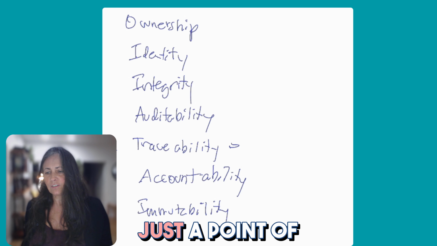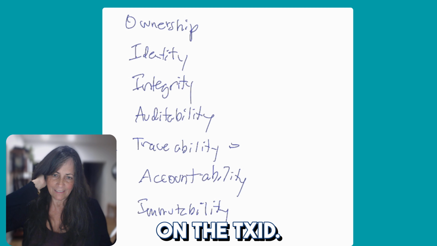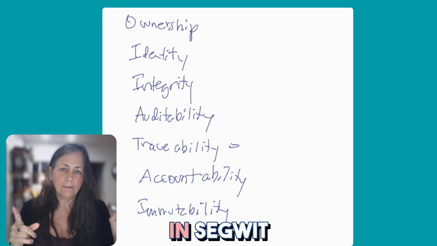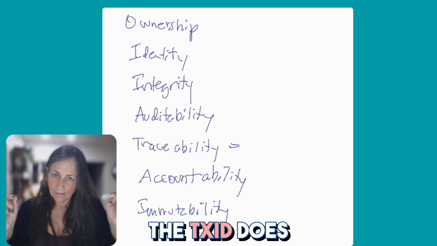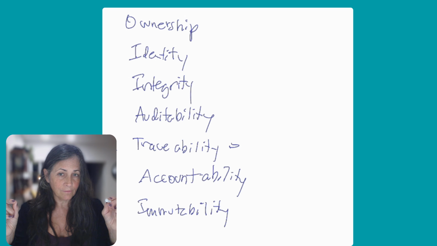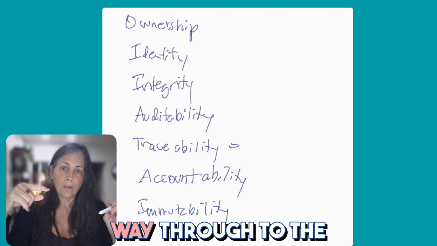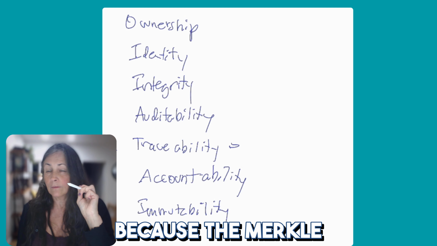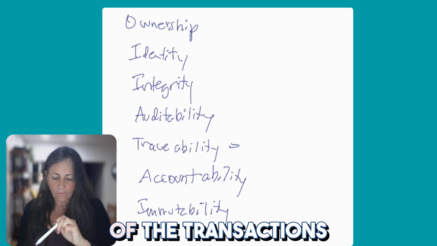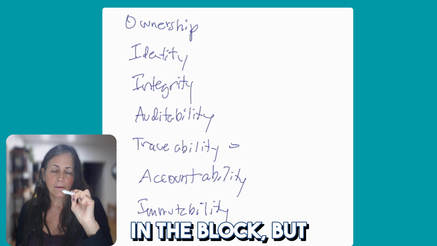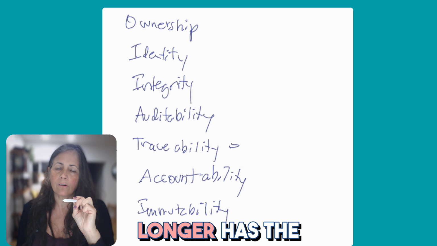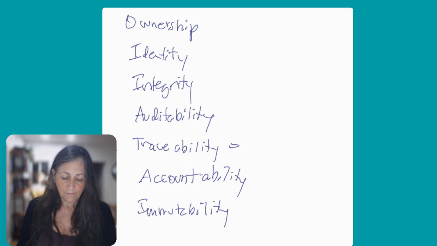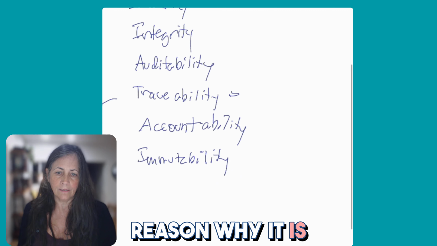And then just a point of information on the TXID. The TXID is a hash of the transaction data. In SegWit transactions, the TXID does not include the signature. And so if you think that all the way through to the integrity of the block with the Merkle root, because the Merkle root contains all of the transactions in the block, that Merkle root no longer has the integrity of a signature. So, another reason why it is really bad.